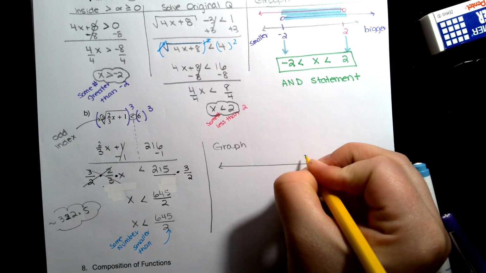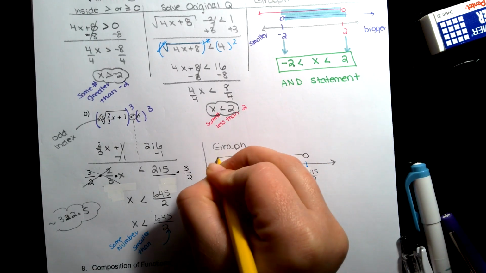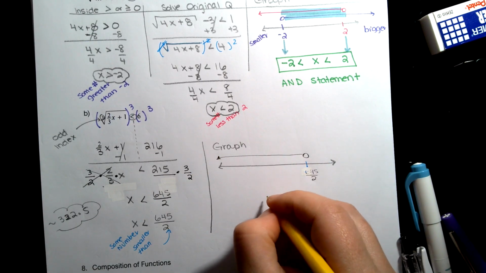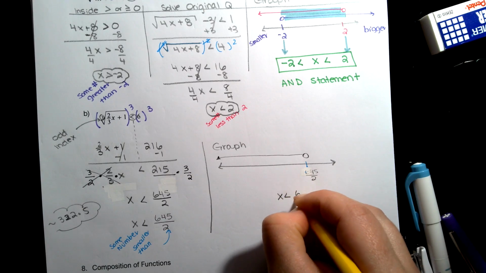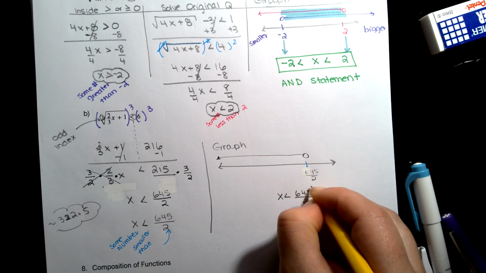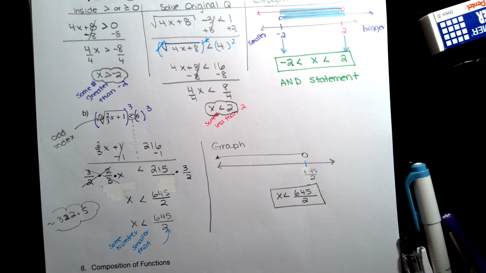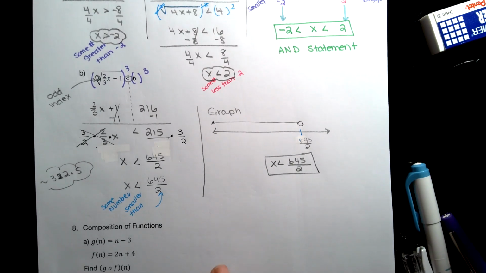645 over 2, open circle, we are going smaller. And so we have our x value as less than 645 over 2. Again, sorry about that hesitation. It threw me off. I expected a pretty number and it's not.